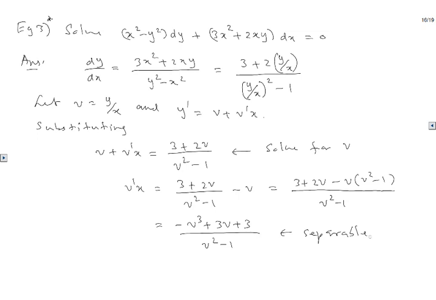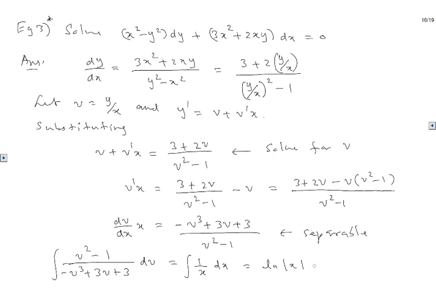It's a separable equation. So that means we can take the v terms on one side, x terms on the other side, because this is simply dv over dx times x. So let's move the terms around. We're going to say (v squared minus 1) over (negative v cubed plus 3v plus 3) dv equals 1 over x dx. So you can integrate the two sides. On this side it's simple, it is simply ln x plus c.